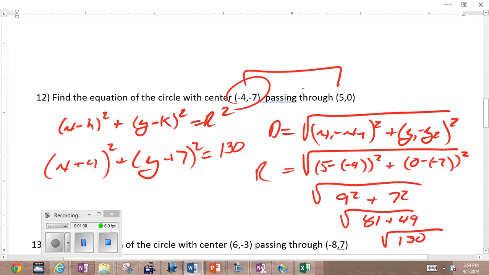So it's (5 minus negative 4), 9 squared, plus (0 minus 7), negative 7 squared, so that's 81 and 49, which will give me the square root of 130. So the square root of 130 is the radius, and since this calls for the radius squared, that's simply going to be equals 130. And here's the equation of my circle.